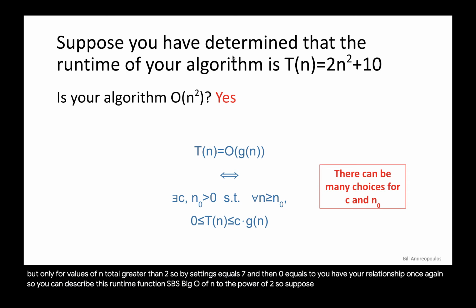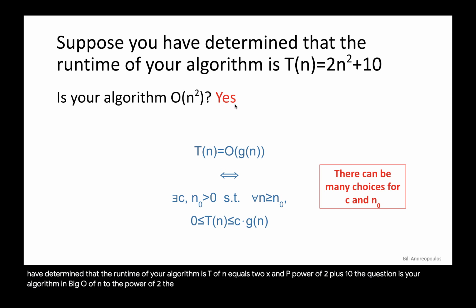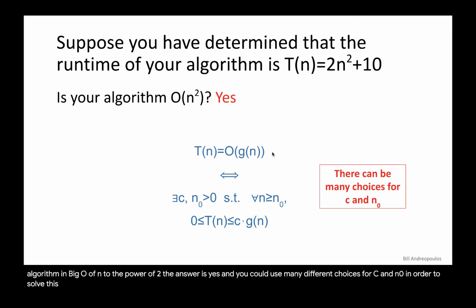So the takeaway message is, suppose you have determined that the runtime of your algorithm is T(n) equals 2 times n to the power of 2 plus 10. The question is, is your algorithm in big O of n to the power of 2? The answer is yes. And you could use many different choices for c and n0 in order to show this.